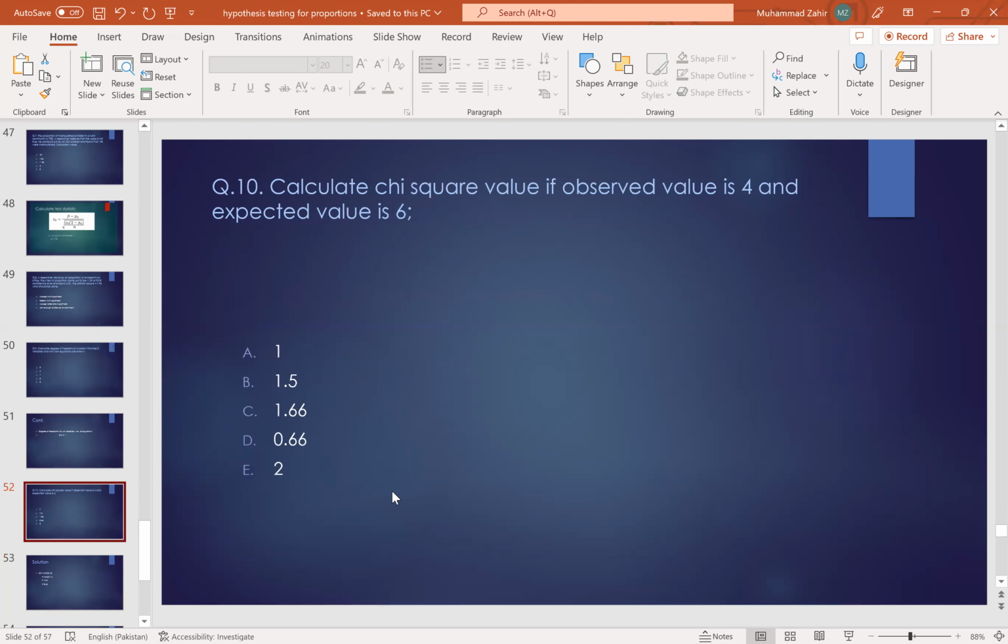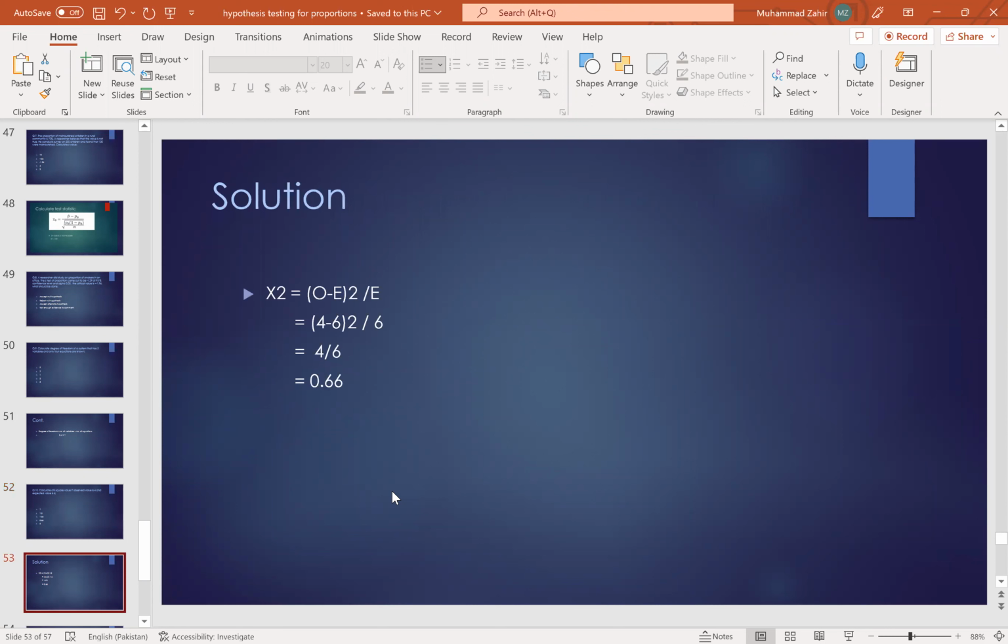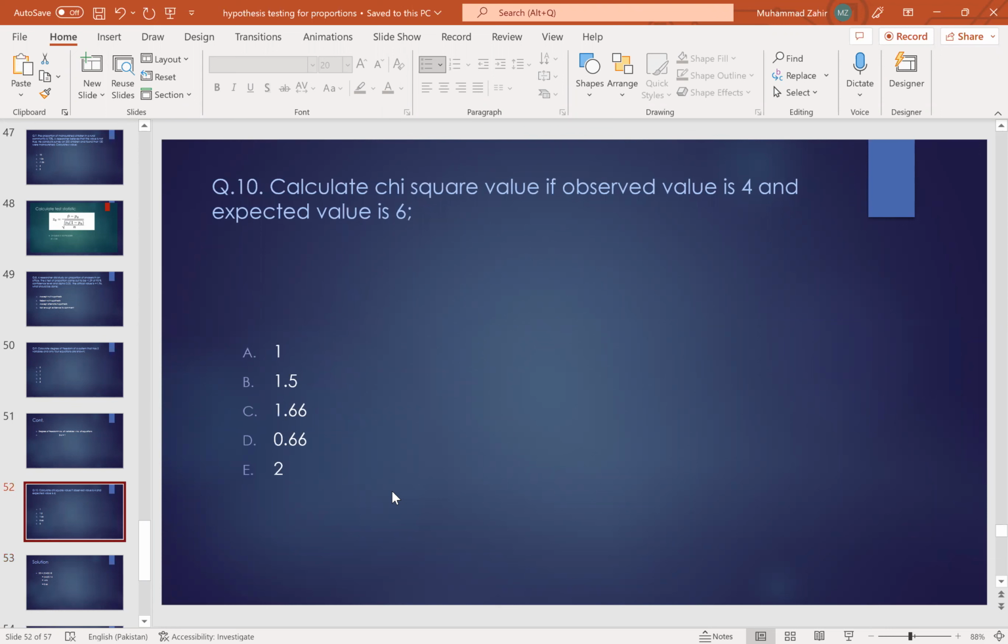Calculate chi-square value if observed value is 4 and expected value is 6. So the solution is, as we know, chi-square is equal to (observed minus expected) squared divided by expected, and by putting the values, it would be 0.66, which is option D.